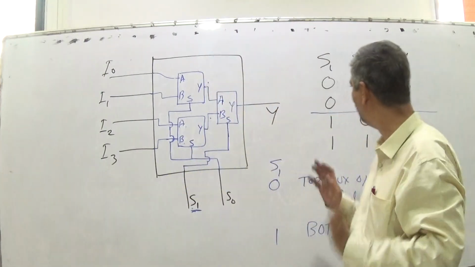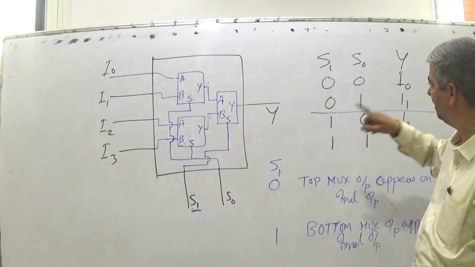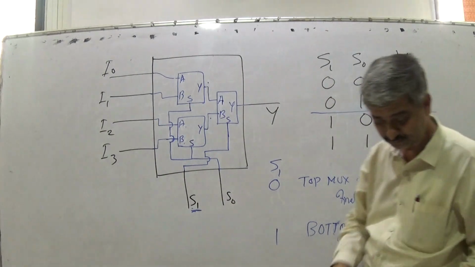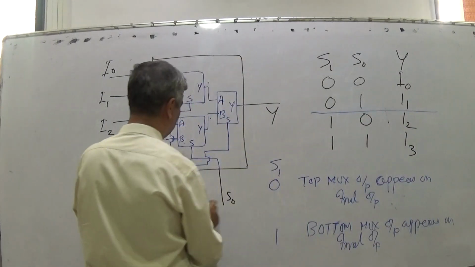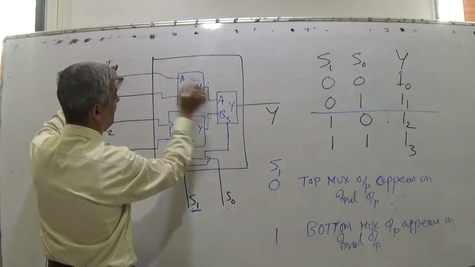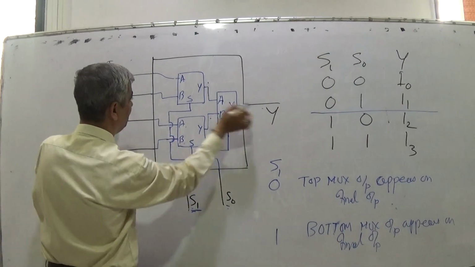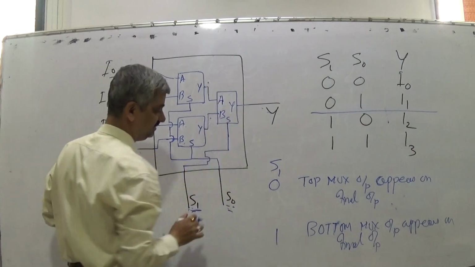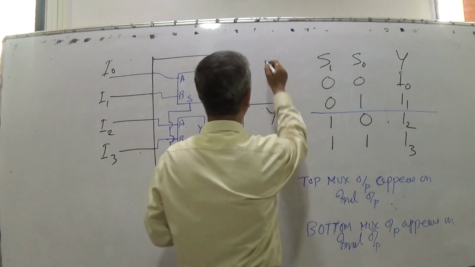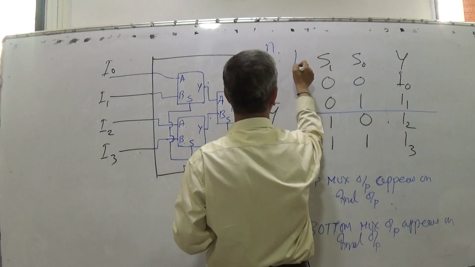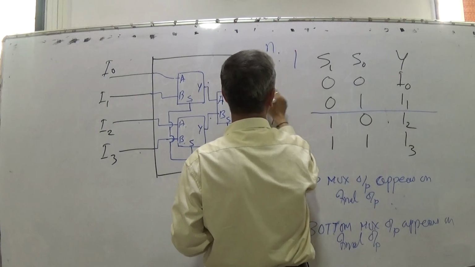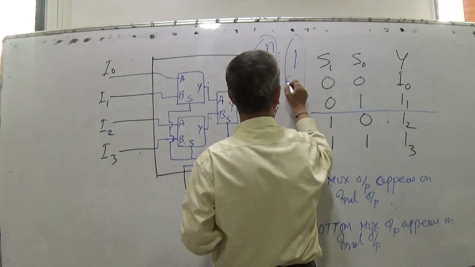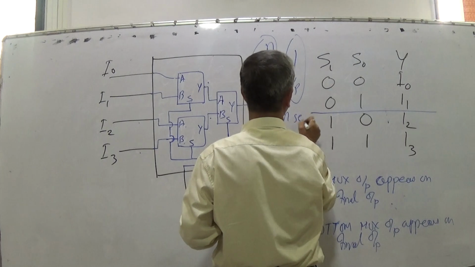So this is called a 4:1 multiplexer, having 2 select lines and 4 input lines. When these two are 0 0, this appears here. 0 1, this appears here. 1 0, this appears here. 1 1, this appears here. So the multiplexer is a 2 raised to n to 1 multiplexer: 2 raised to n input lines, 1 output line, and n select lines.